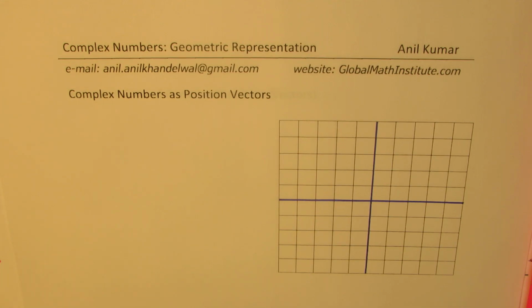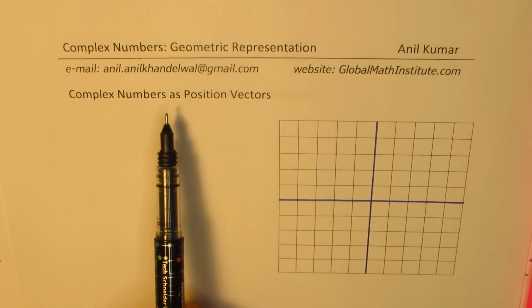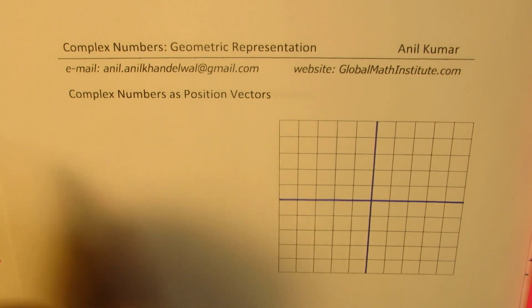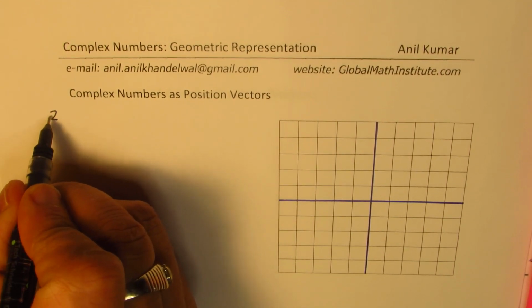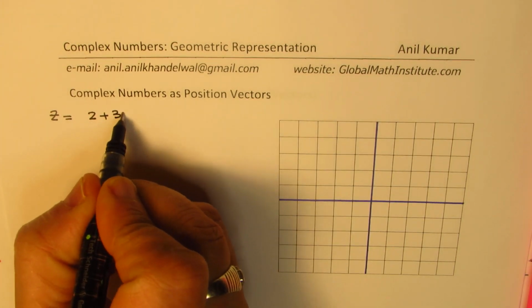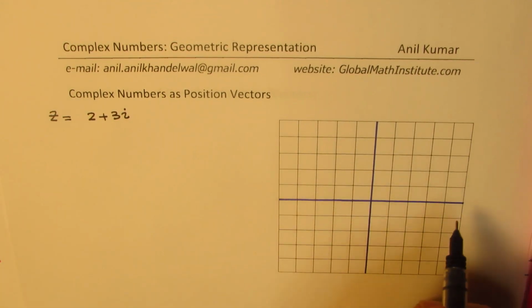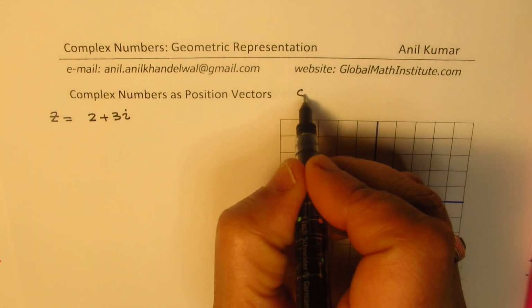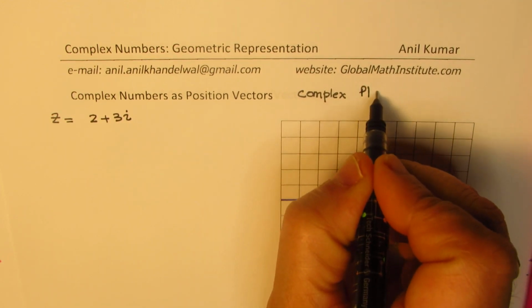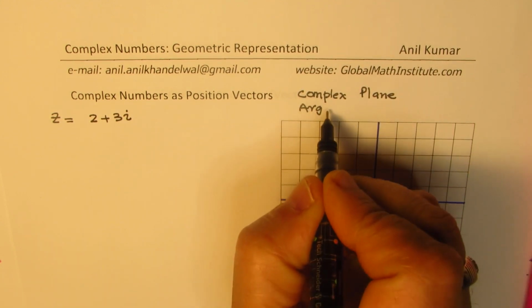So we'll talk about complex numbers in different forms, and then we'll show how to represent complex numbers as a position vector. So let me write a few complex numbers here. Let's say z equals 2 plus 3i, right? So that is a complex number. This number can be represented on this complex plane also. This is referred to as the Argand diagram.